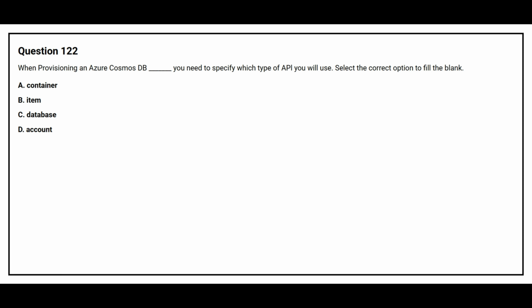Question number 122. When provisioning an Azure Cosmos DB, blank space, you need to specify which type of API you will use. Select the correct option to fill the blank. Option A, container. Option B, item. Option C, database. Option D, account. Correct answer is option D, account.